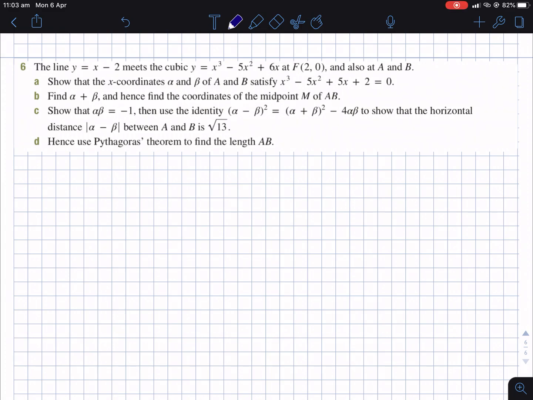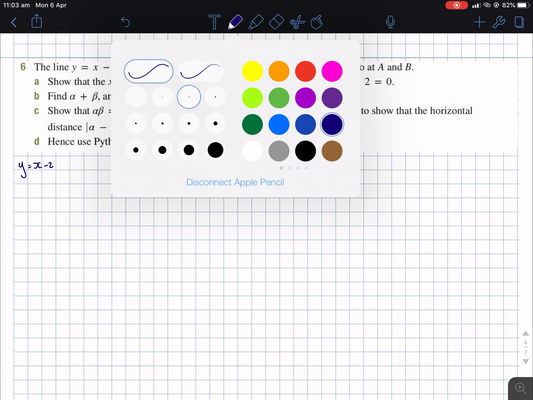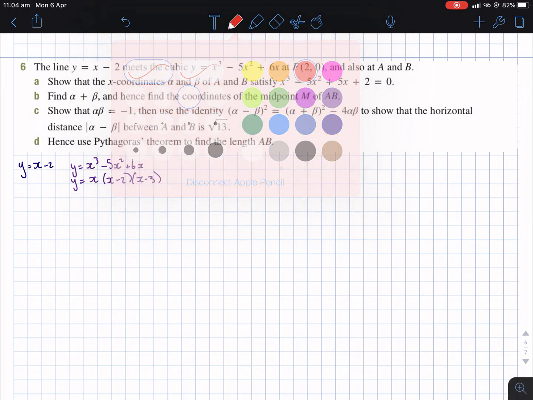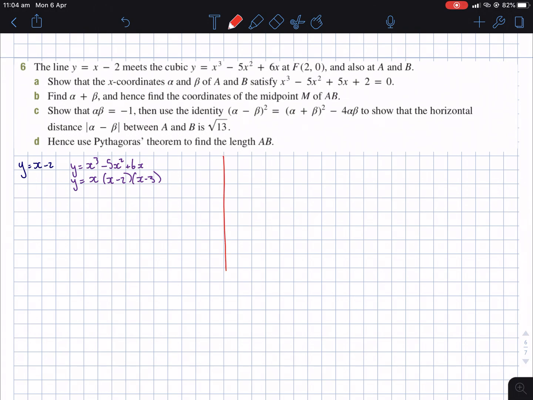Let's have a look at question 6. Now we've got the line y equals x take 2, which is just a straight line, positive gradient, y intercept at -2. We've got the cubic, y equals x cubed take 5x squared plus 6x, which we discovered in question 4. It factors down to x, x take 2, x take 3. And we're sketching where these two lines meet.